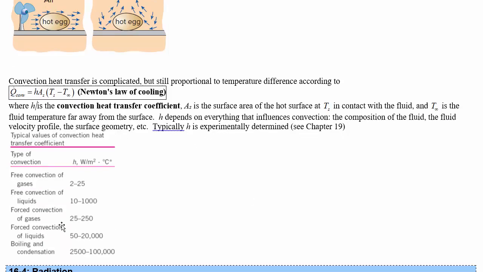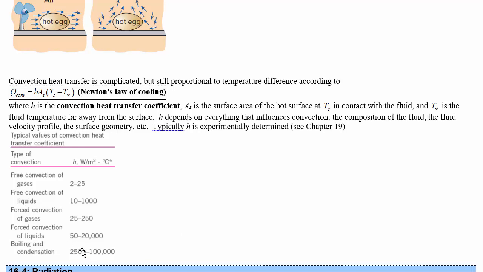So let's look at some orders of magnitude. H for free convection of gases is quite small. Free convection of liquids can be higher, but not necessarily. It depends on the liquid itself, although it can be a fair bit higher. Forced convection of gases is a factor of 10 higher than free convection. Again, this depends a lot on the fluid flow too. Forced convection of liquids is a fair bit higher than the free convection of them. And then boiling and condensation can be quite high. We'll look into this again a fair bit later in subsequent chapters.